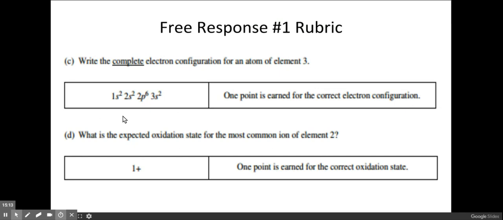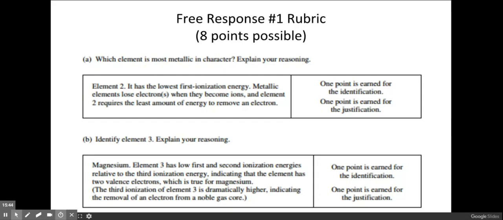Okay, we said that magnesium was element 3. There's the electron configuration. Notice that if you drew arrows, that would be wrong, because that's not the electron configuration. Arrows would have been orbital notation. So you need to make sure you've got your types of electron configurations down. Then, what is the expected oxidation state for the most common ion of element 2? Okay, so what did we say element 2 was?